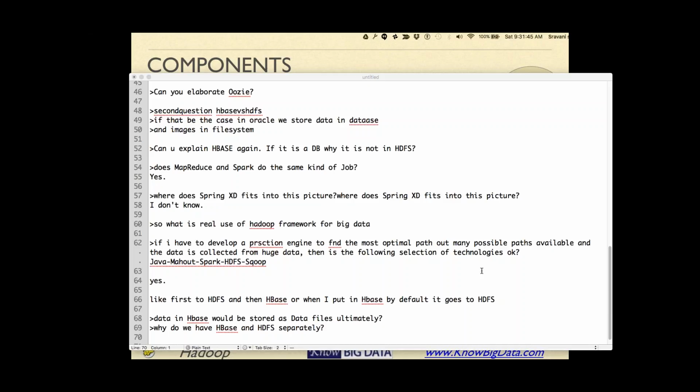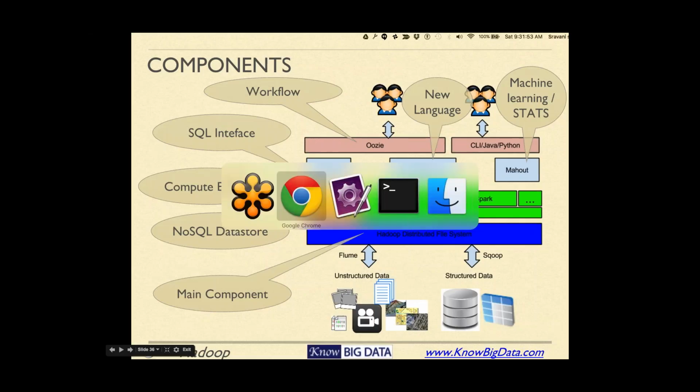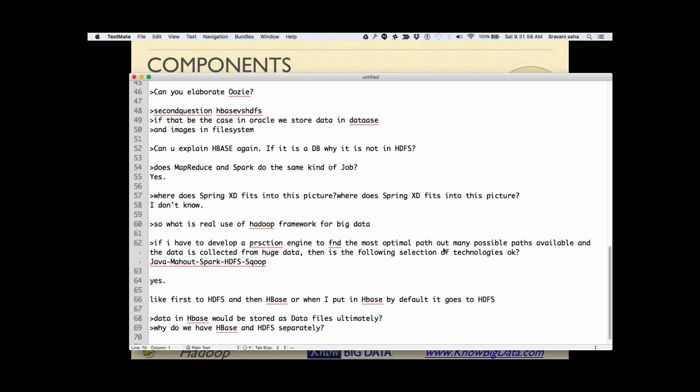Does HBase interface with YARN? Yes, HBase does interface with YARN. HBase also provides you a way to query using MapReduce.